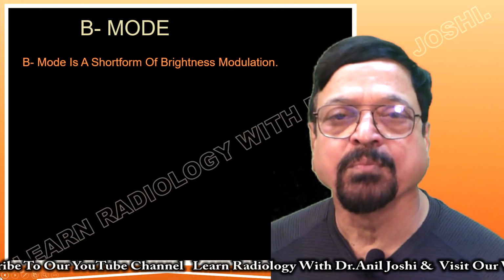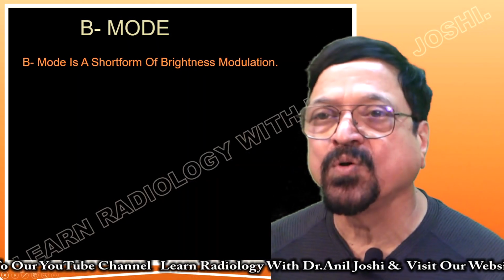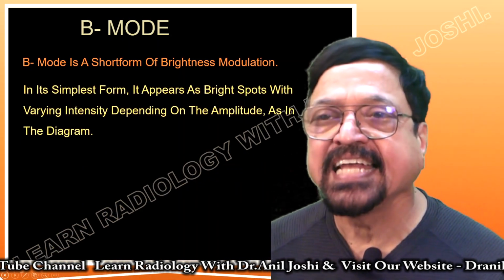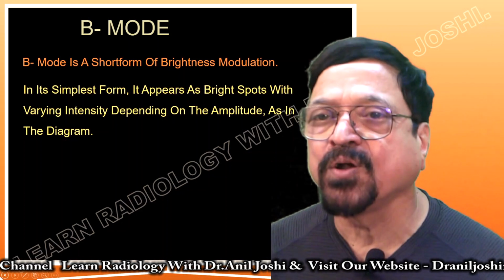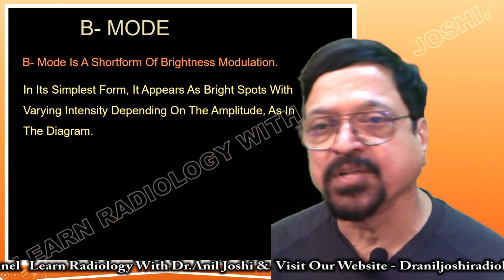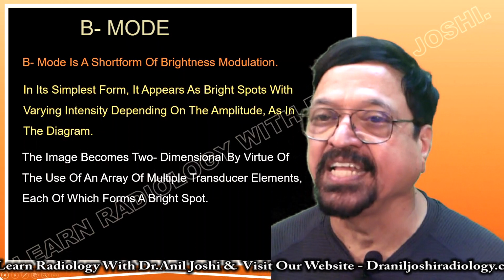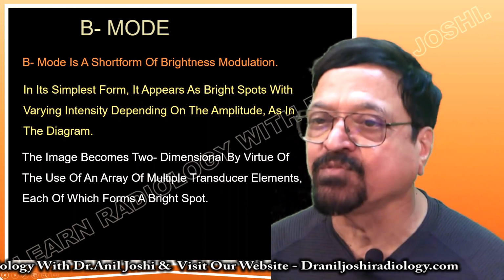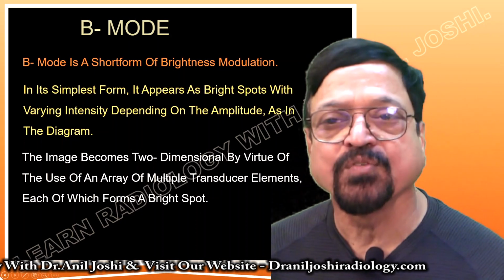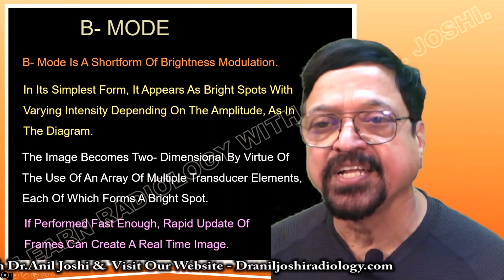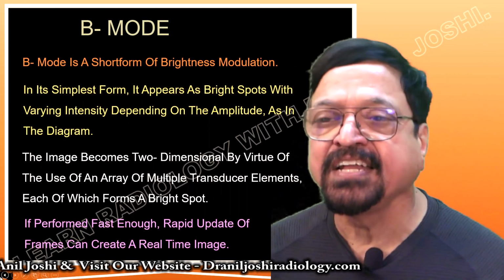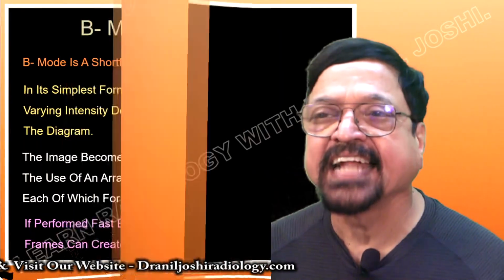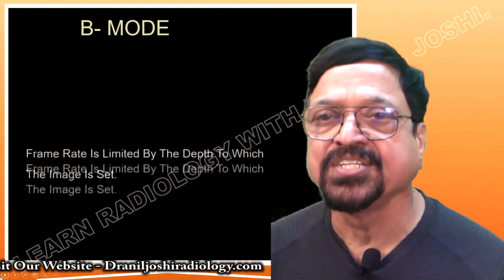Now, going into more detail, B-mode is a short form of brightness mode. It is the simplest form. It appears as a bright spot with a varying intensity depending on the amplitude, as in the diagram which we have just seen. The images become two-dimensional by virtue of the array of multiple transducer elements, each of which forms a bright spot. It performs fast enough that rapid updates of the frame can be created, and that can create a real-time image.